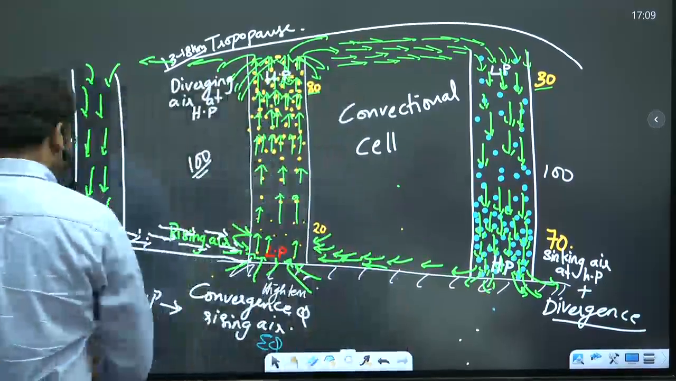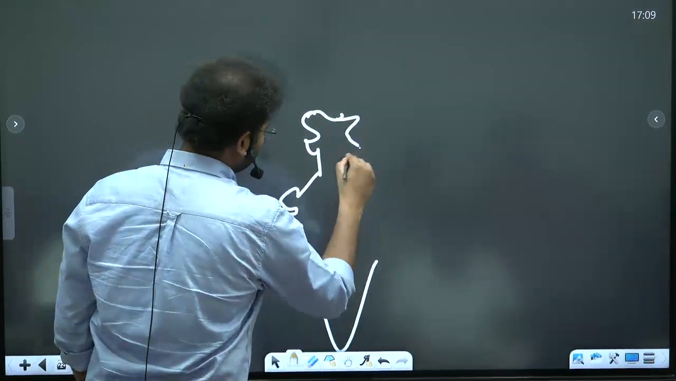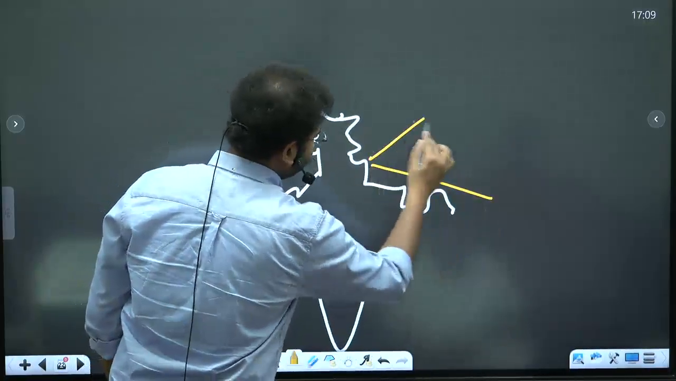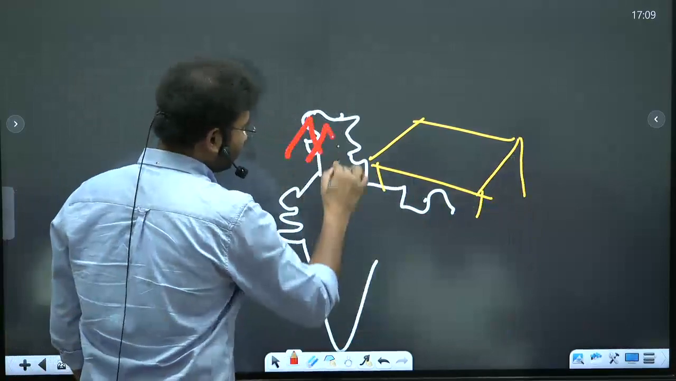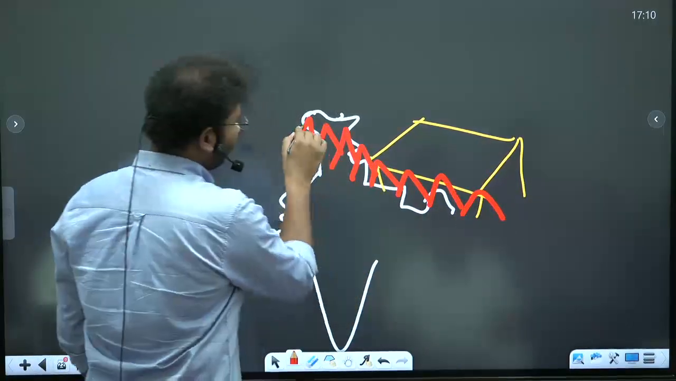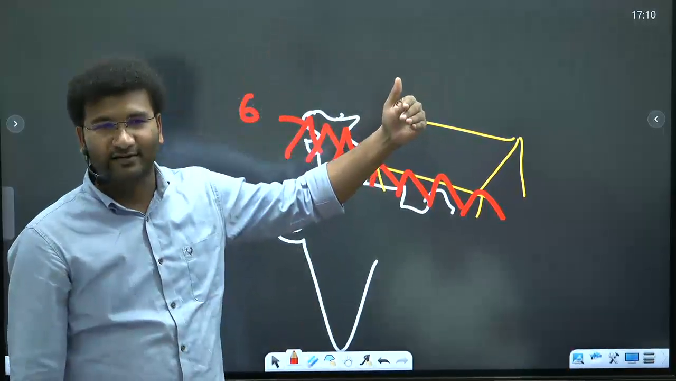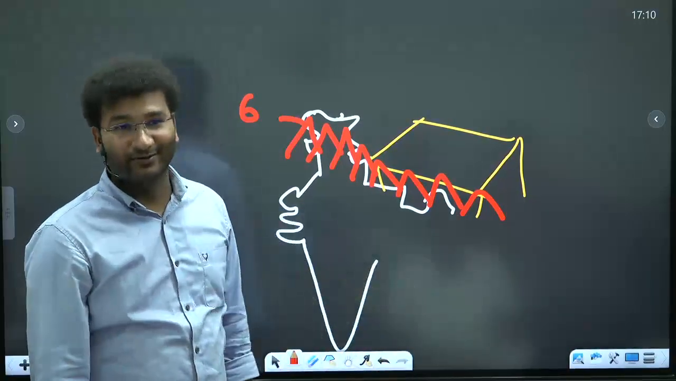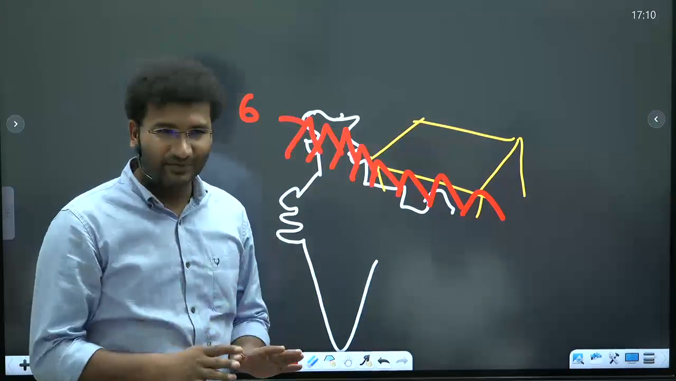See, Tibet is like this. This is your Tibet, broadly. Now, what is the average height of the Himalayas? Greater Himalayas are 6 kilometers high. At 6 kilometers height, what kind of pressure do you have compared to sea level? High or low? Vertical pressure is low.